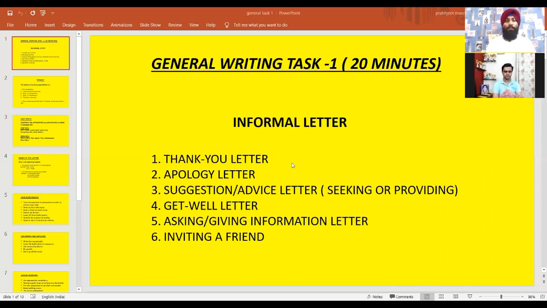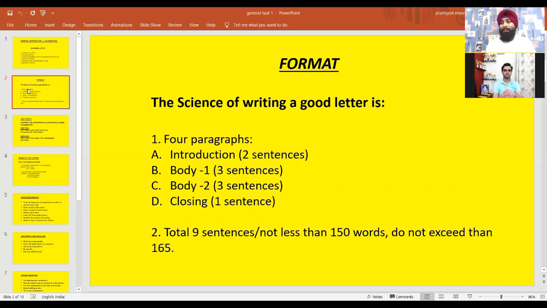Now, you must also learn the format of a letter. See, the format is what actually counts. So there is this particular science of writing a good letter. You must have 4 paragraphs, not less than 4 paragraphs or not more than 4 paragraphs. So you must have an introduction where you will be writing only 2 sentences, and you might be knowing this that in informal letter you need not introduce yourself. That part has to be done in your formal letters.